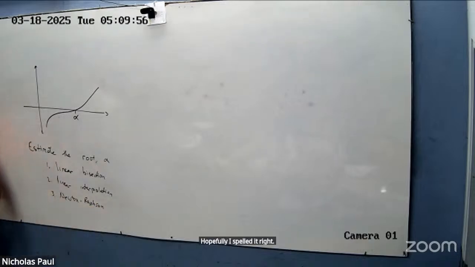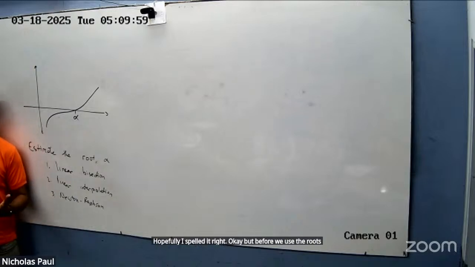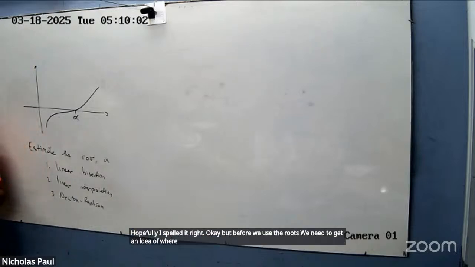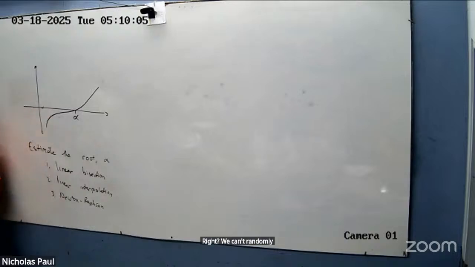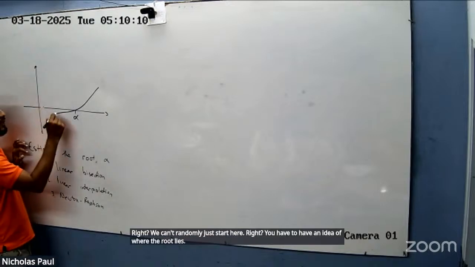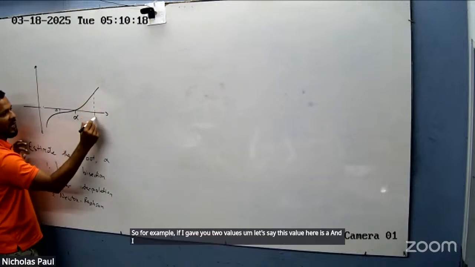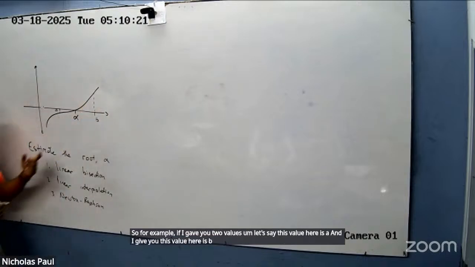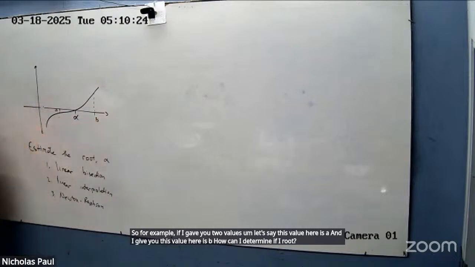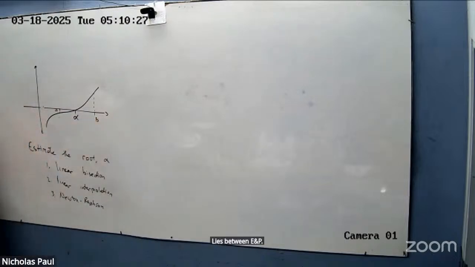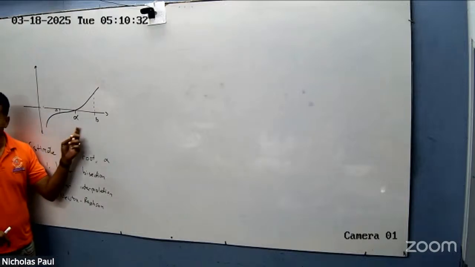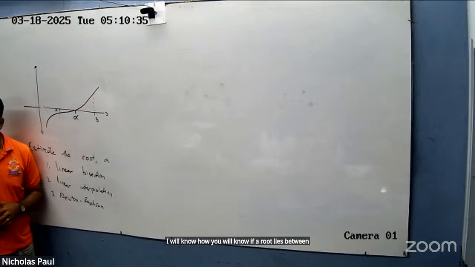But before we use the methods, we need to get an idea of where this root lies. We can't randomly just start here. We have to have an idea of where the root lies. So for example, if I gave you two values, let's say this value here is A, and this value here is B. How can I determine if a root lies between A and B? How will you know if a root lies between two x values?